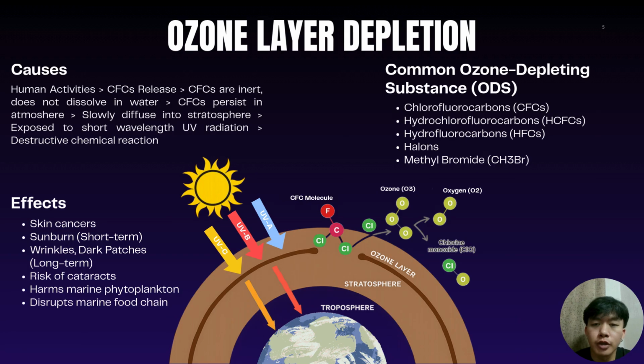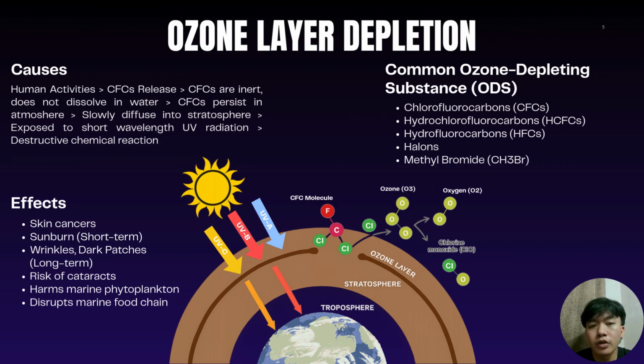The causes of ozone layer depletion are human activities such as the release of CFCs. CFCs are released from older generation refrigerators, air conditioning, and aerosol cans. Since CFCs are inert, they do not dissolve in water and they persist in the atmosphere. Next, they slowly diffuse into the stratosphere and are exposed to short wavelength UV radiation. Thus, it causes a destructive chemical reaction.